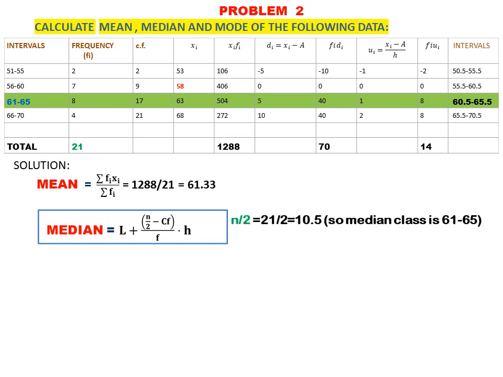N by 2. N is the total number of frequencies. Total number of frequencies is 21. As you can see, in the second column, in green color, I've written 21. Total is 21. So n by 2 will be 21 upon 2, that is 10.5, right? So now you have to search this 10.5 in your CF, that is the cumulative frequency.